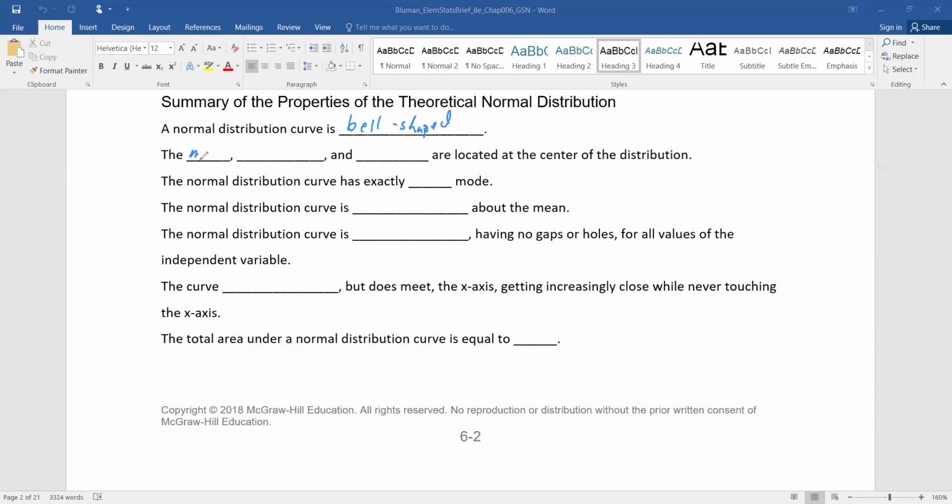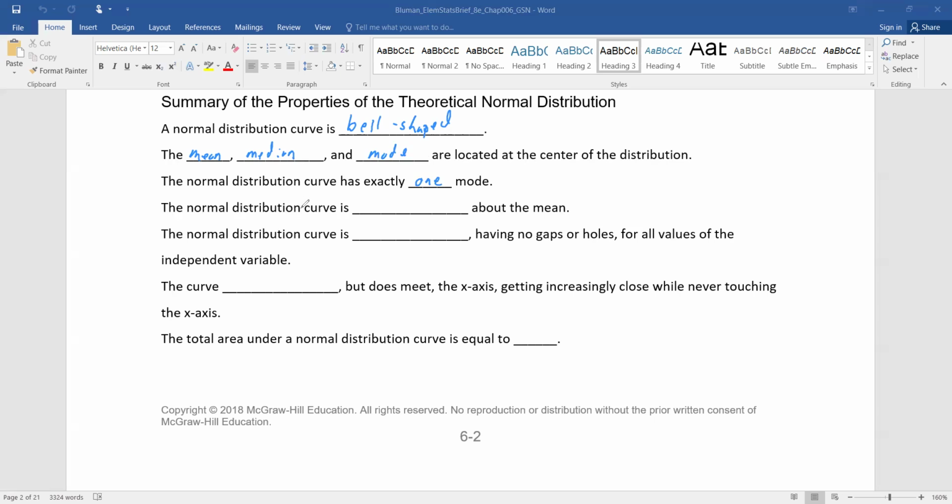The mean, median, and mode are located at the center of the distribution. They're all equal and they're all the same value. The normal distribution curve has exactly one mode, and it's going to be whatever the mean is.